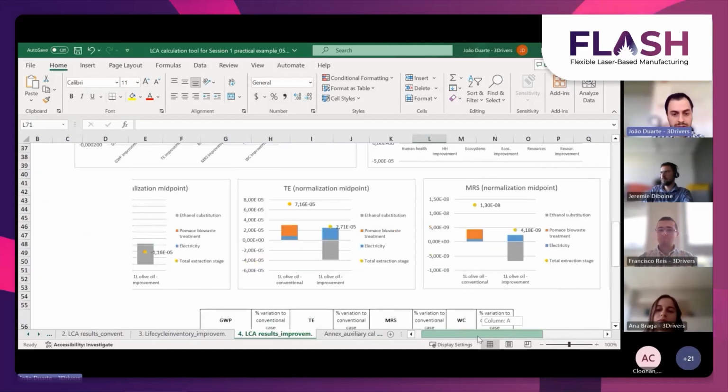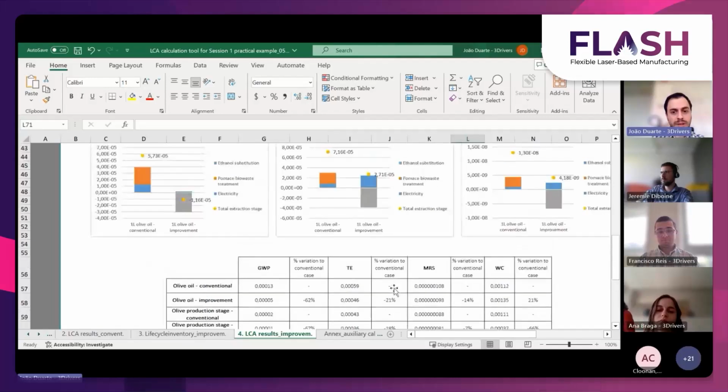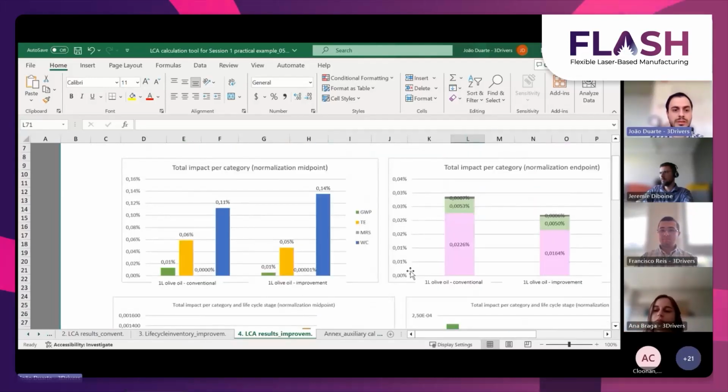I think that's all. Does everyone have any questions about this example? Okay. So now we'll transition to the CIMAPRO software just to see how it works.